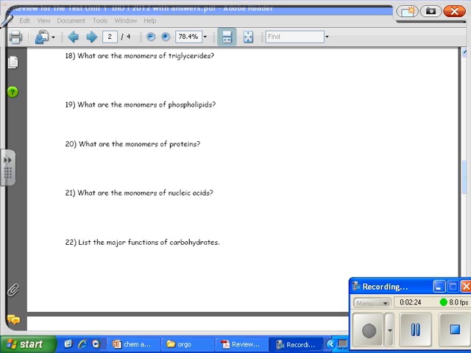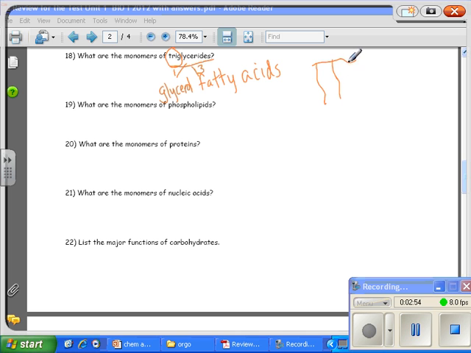Okay, so the monomers of triglycerides, and a triglyceride is a lipid, are 2 things. The tri is for 3, and so that's 3 fatty acids. And it also has 1 glycerol. So 1 glycerol, 3 fatty acids. You don't want to confuse that with glycogen, which is a carb. And triglycerides look like this. There's a glycerol molecule, and then there's 3 fatty acid chains coming off of it. So that's that, and that is that.